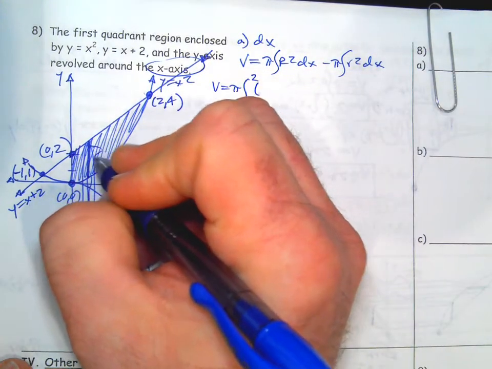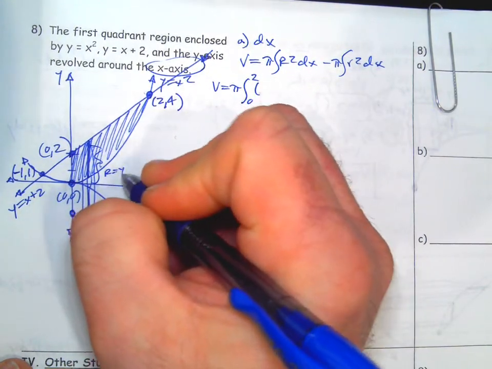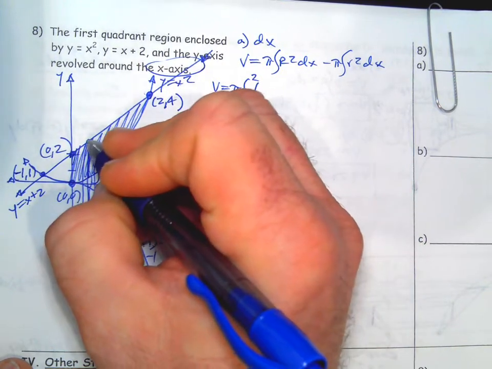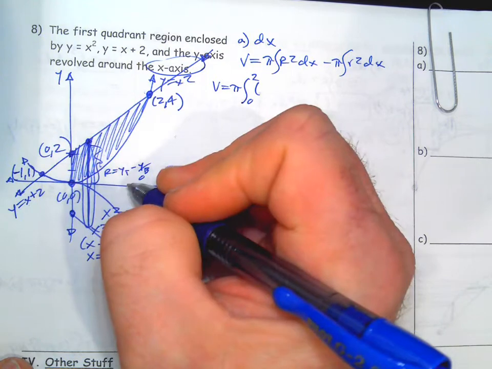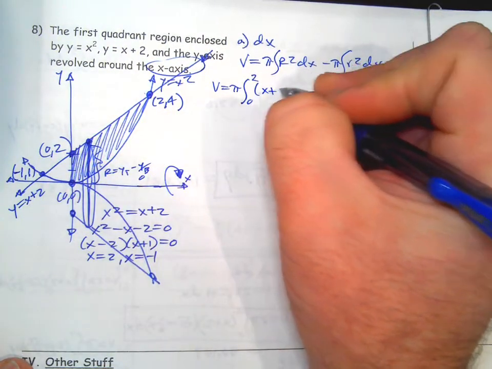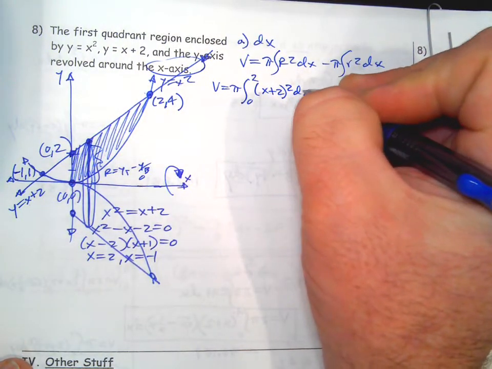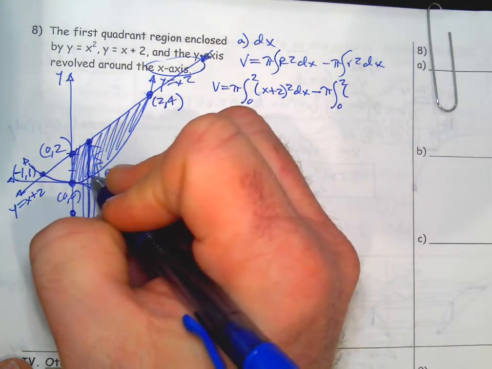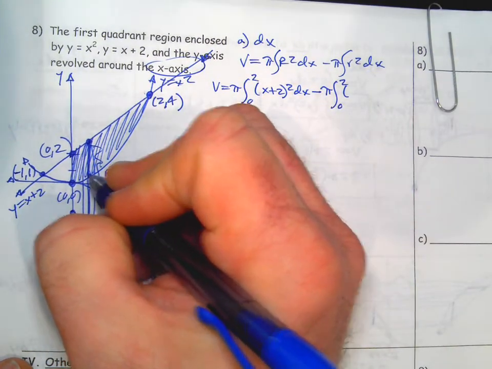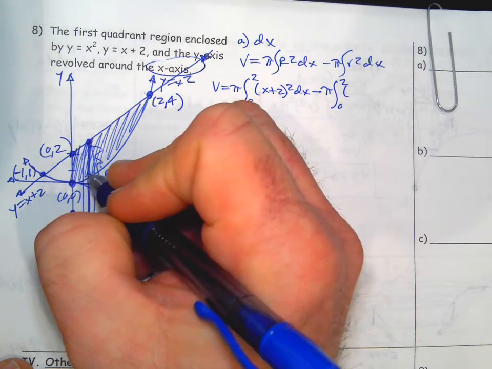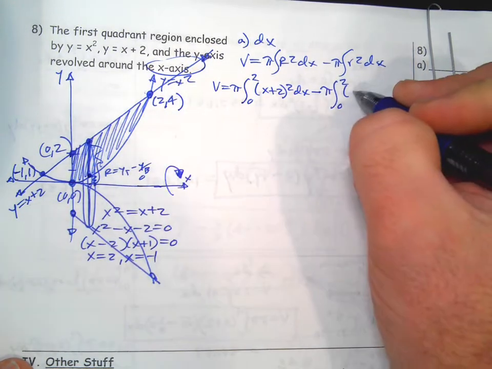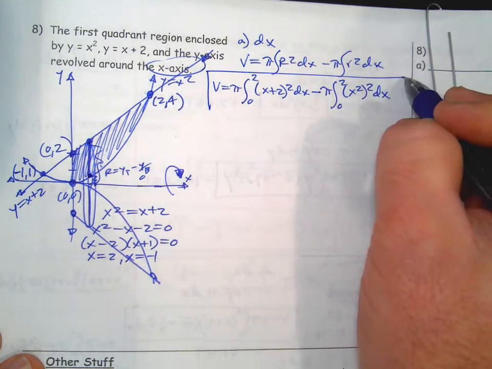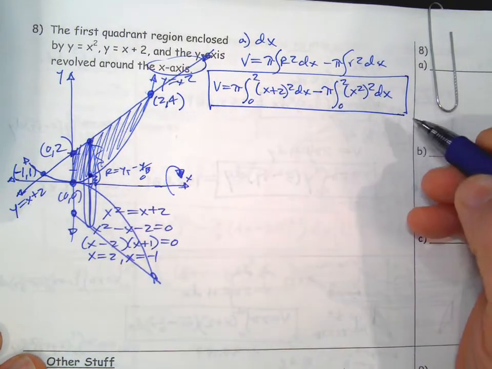The big radius here is y top minus y bottom. Y bottom is just 0. So it's going to be whatever the y coordinate of this is in terms of x, which was x plus 2 squared dx minus pi 0 to 2. The little radius is this guy right here. It's going to be y top minus y bottom. Y bottom 0. Y top is x squared. So that's our setup for part A.